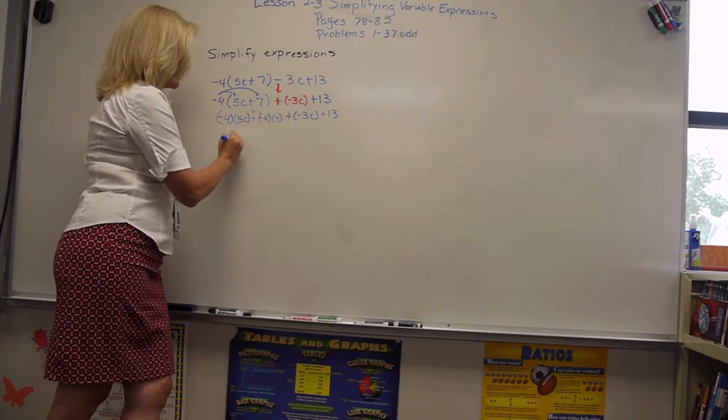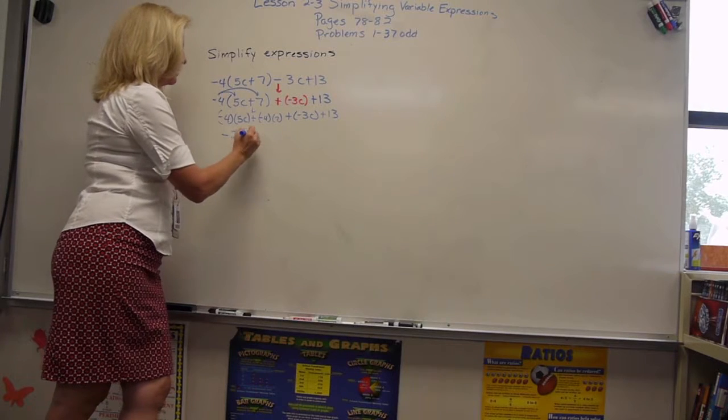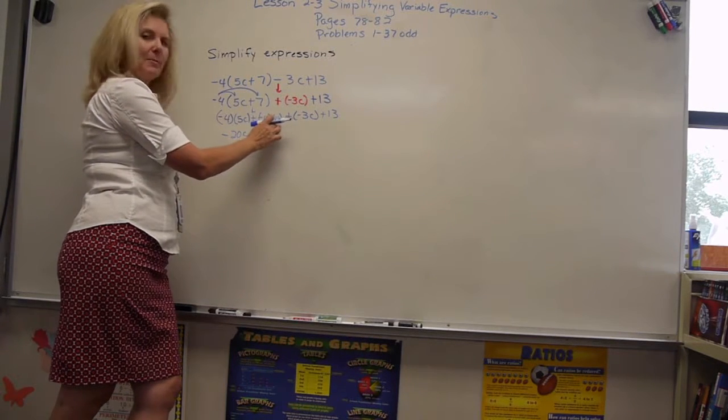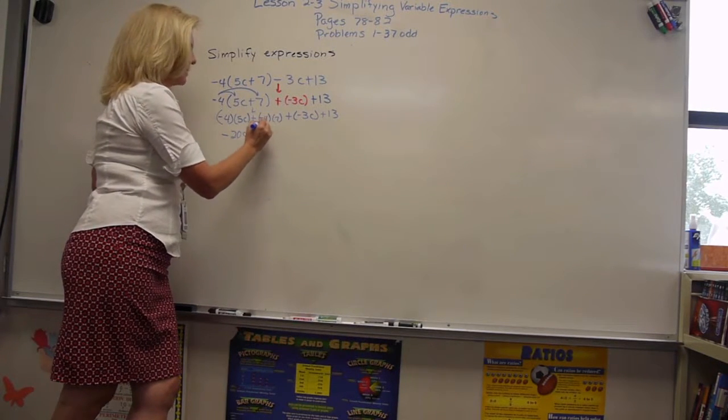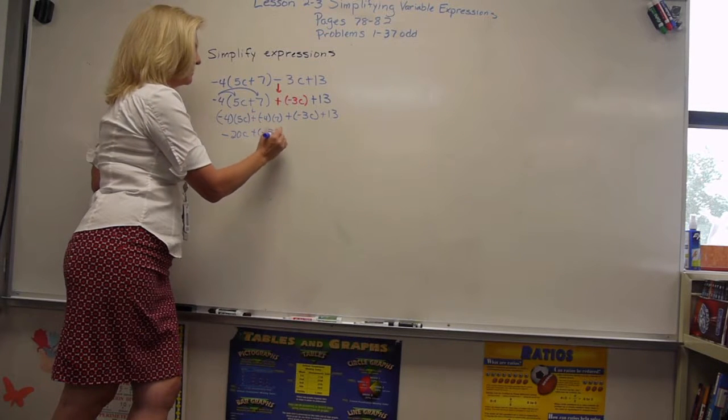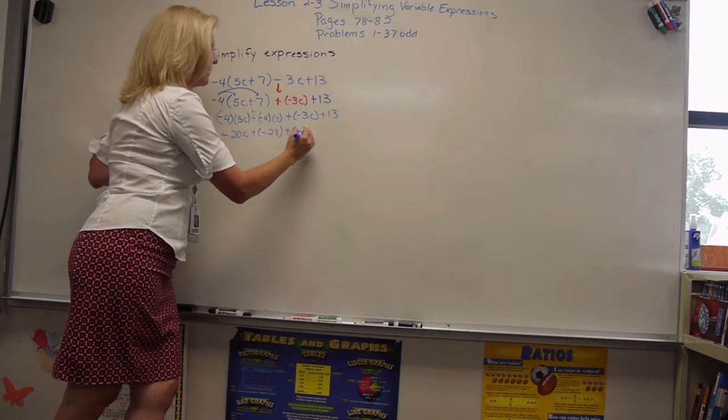Now, negative times a positive is a negative. 4 times 5 is 20c. Plus, a negative times a positive is a negative. 4 times 7 is 28. Plus, and I'm going to keep everything else the same.